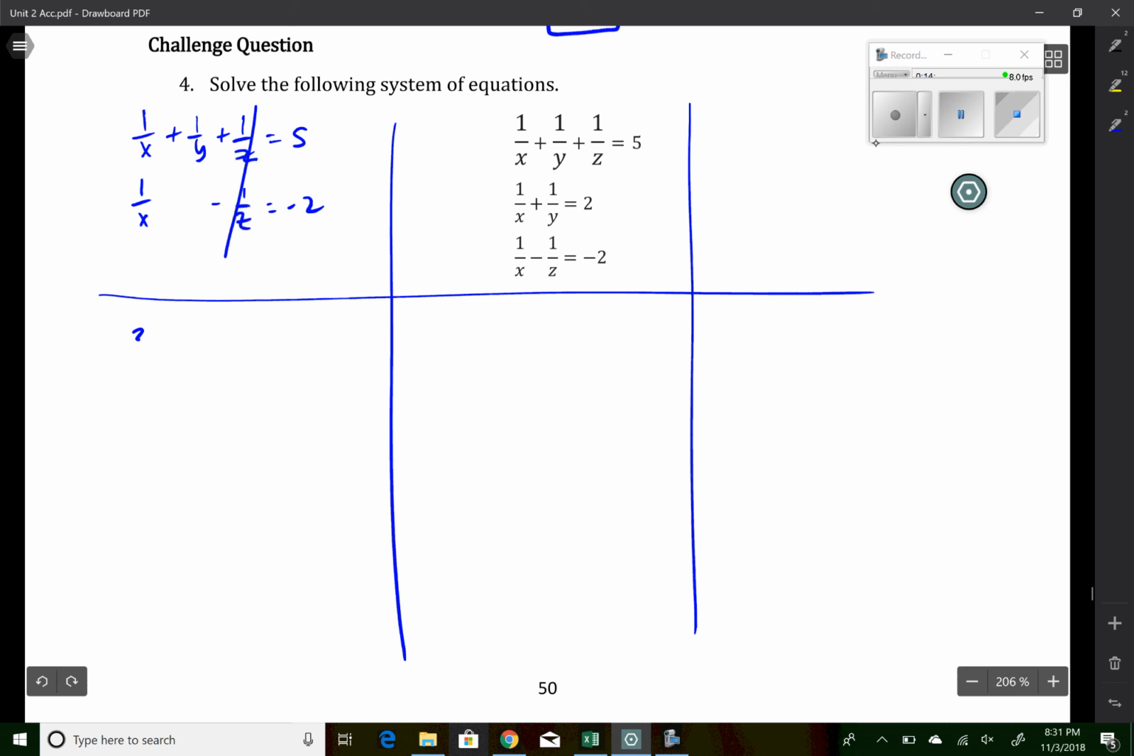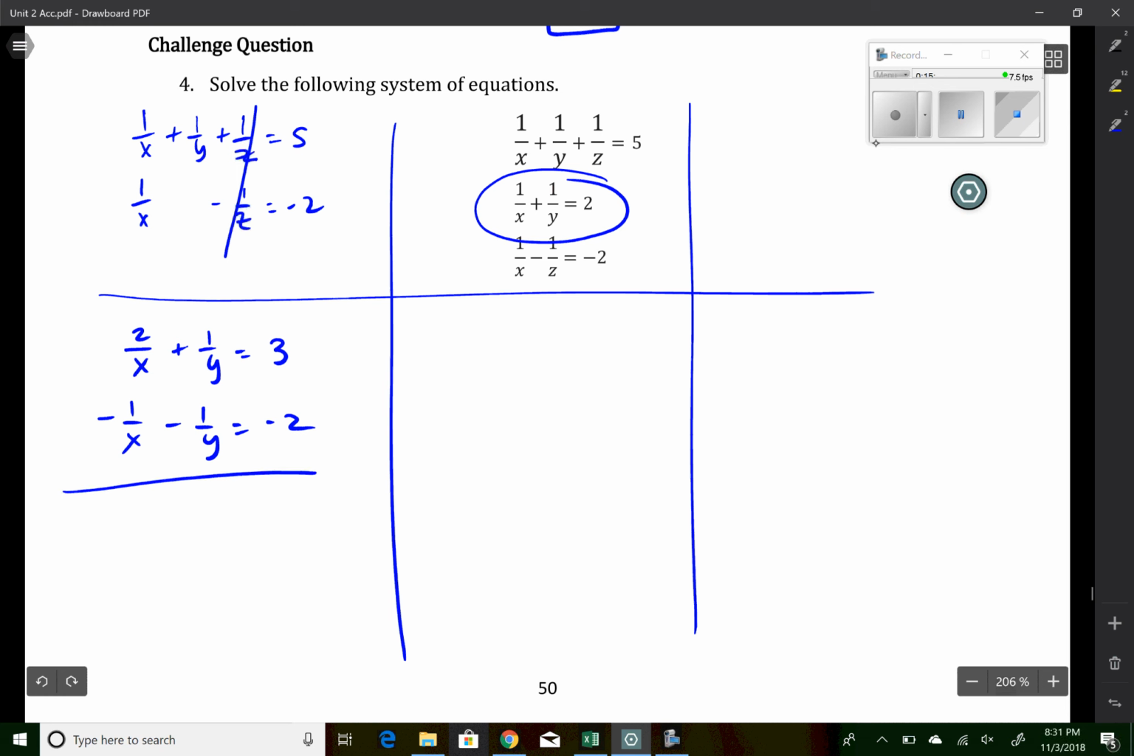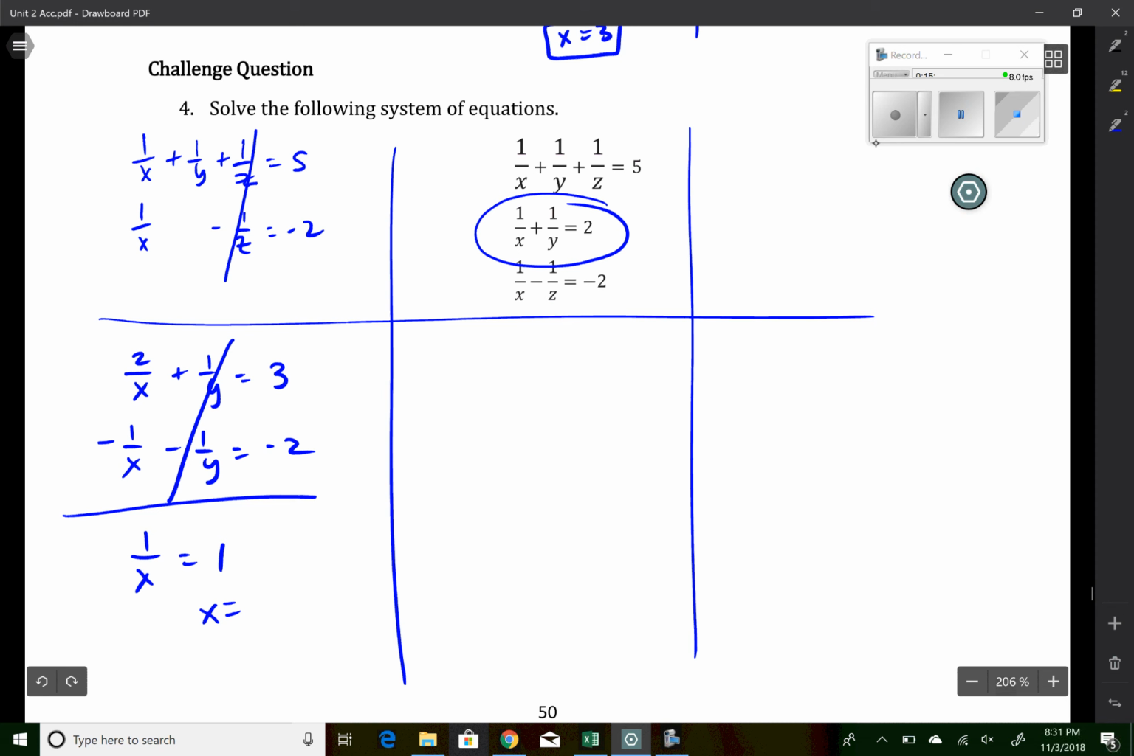So that's going to leave me with 2 over x plus 1 over y is equal to 3. Now, if you notice, the other equation does not have a z. So if I multiply this by negative 1, the y's cancel. So I've eliminated z's, and now I've eliminated y's. So I'm left with the equation 1 over x is equal to 1, telling me x must be 1.